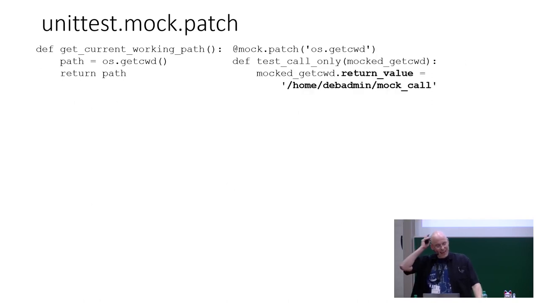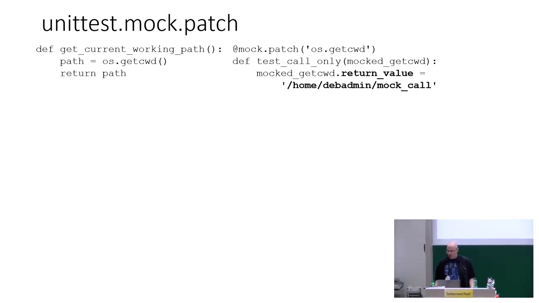So once we have that, now we can start faking. So how would we fake our call? I mean, the thing is, we removed the operating system library call, and now we need to have a return value, because the function is giving back a path, and we need to somehow fake this path. And this is what the return value attribute is good for. The generated mock object, which has been passed on to a testing function, has an attribute called return value, and we can set it. In this case, to home dev admin mock code.